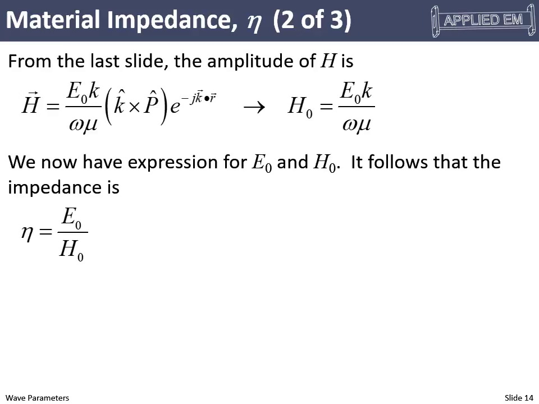So here's our definition. It's the amplitude of the electric field divided by the amplitude of the magnetic field. Well, the amplitude of the electric field is just E naught. We started with that. However, the amplitude of the magnetic field is now E naught times K divided by omega mu. Well, these E naughts cancel, and we're left with omega mu over K. And that's kind of weird, and we can do some more manipulation and simplify that.